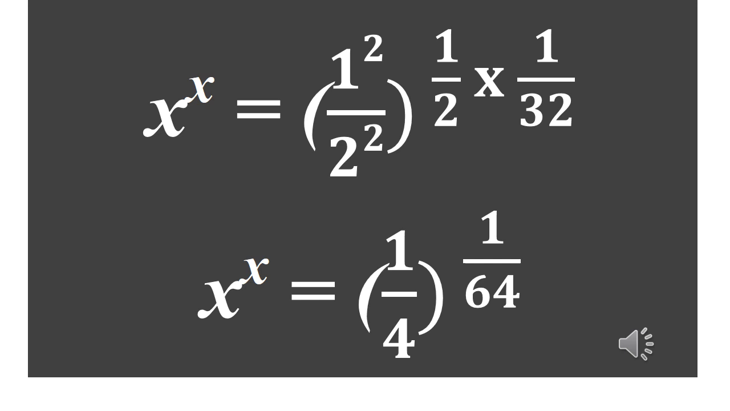We can simplify the square on 1 over 2 at the right side further by giving the square to both the numerator 1 and the denominator 2. So we now have x raised to power x equals, 1 squared is 1 and 2 squared is 4. So we have x raised to power x equals 1 over 4 all raised to power 1 over 64. That is 1 times 1 is 1 and 2 times 32 is 64.